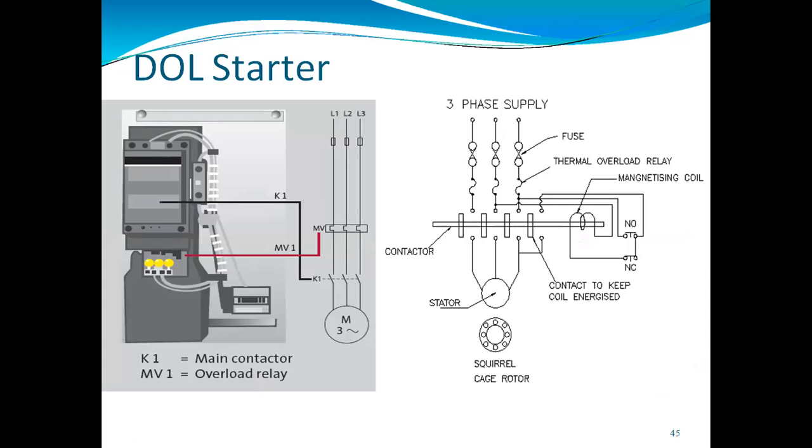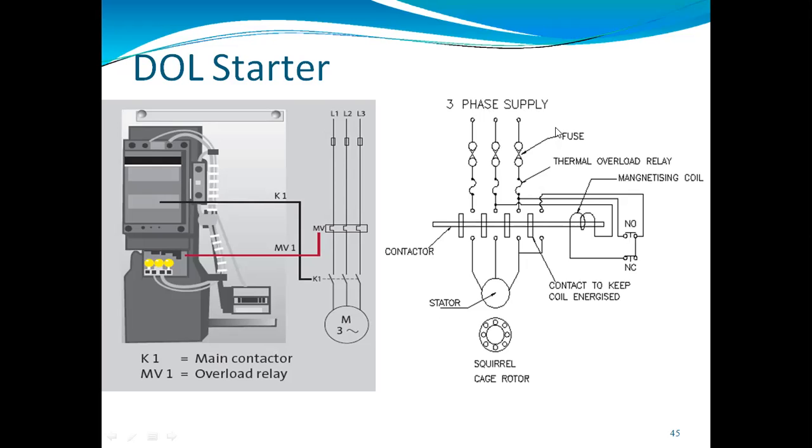Practically, it will look like this, and theoretically, when we give the three-phase supply, this is the squirrel cage induction motor, and this is its stator. When we use the direct online starter, as we are saying, in our syllabus we use a three-phase induction motor, so we give a three-phase power supply.